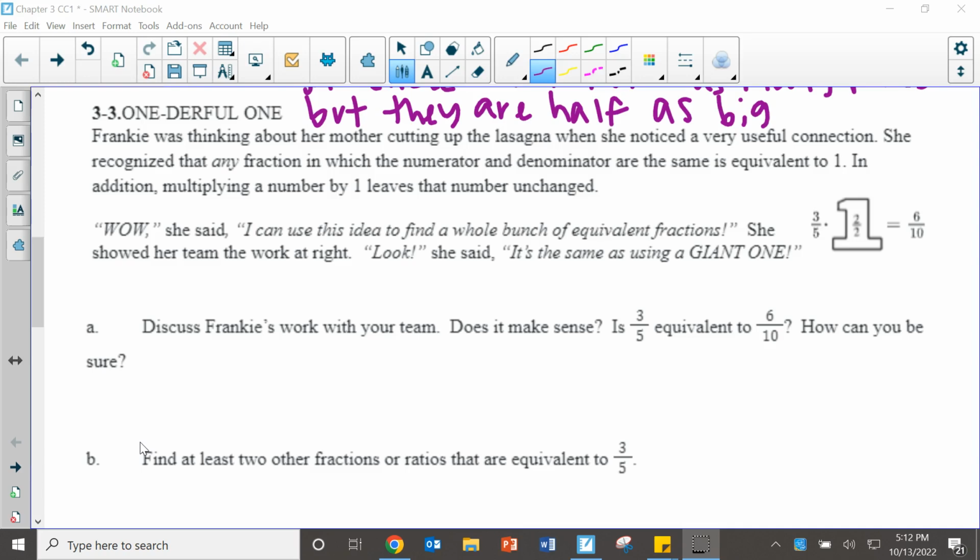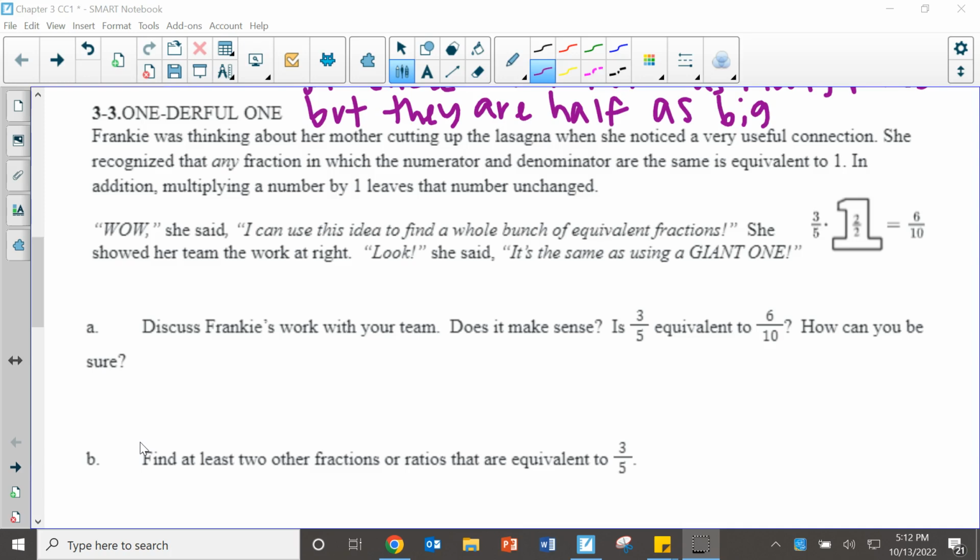So I really hope you already know that. Any number multiplied by 1 is itself. So 2 times 1, 2. A million times 1, a million. Okay? Wow, she said, I can use this idea to find a whole bunch of equivalent fractions. She showed her team the work at the right. Look, she said, it's the same as using a giant 1.